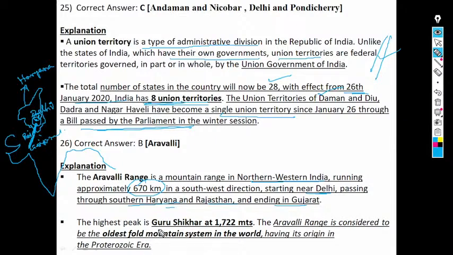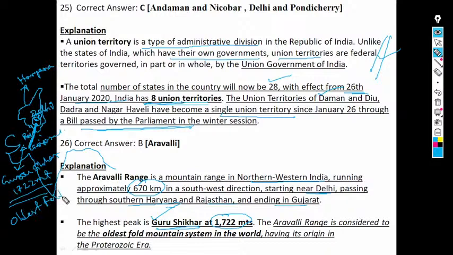The highest peak of Aravalli is Guru Shikhar, which is 1722 meters. The Aravalli range is considered to be the oldest fold mountain system in the world, having its origin in the pre-Cambrian time, basically.